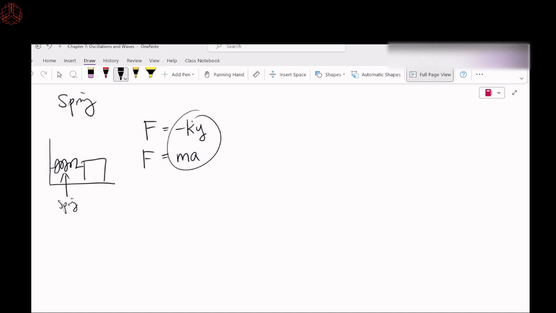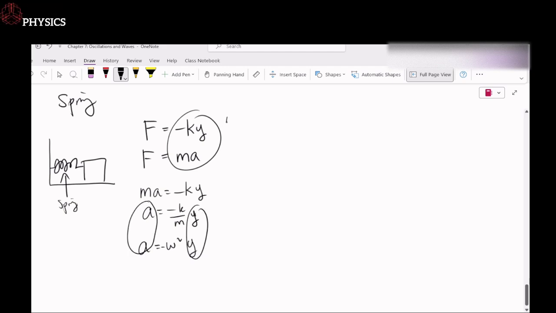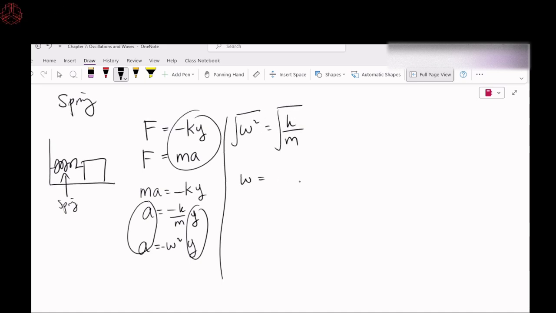And then I can take these two equations and equate them. I will have ma equals negative ky. I can rearrange that. I'll have a equals negative k over m y, and then I can compare that to our simple harmonic equation just now, negative omega square y. I have y on the right side, and I have a on the left side, and I have omega square equals k over m. I can take the square root on both sides. What I'm left with is omega equals the square root of k over m.